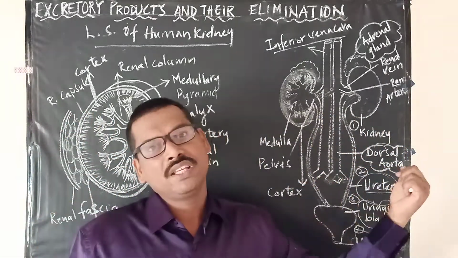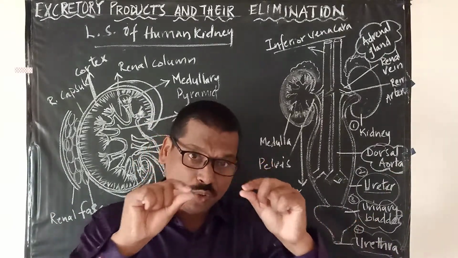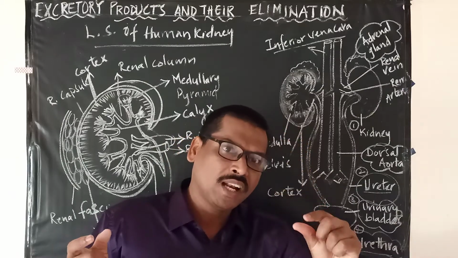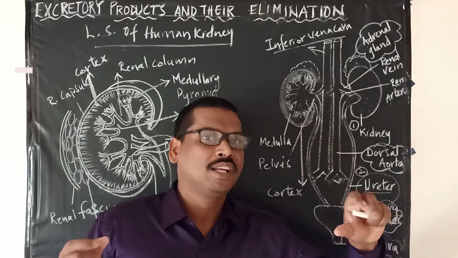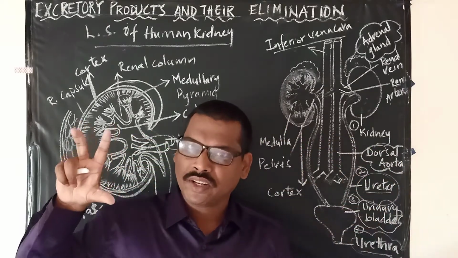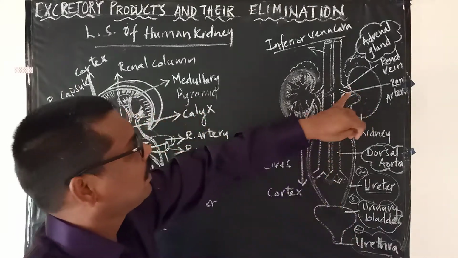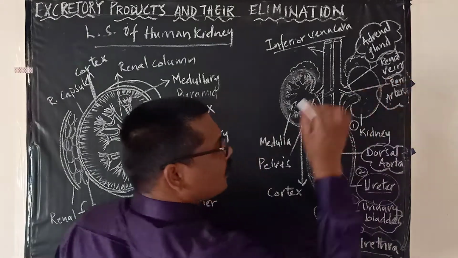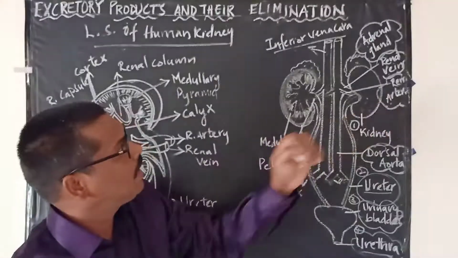In the same way, the dorsal aorta divides into two branches. Each branch is called a renal artery. One renal artery will be entering one kidney, and another renal artery will be entering the other kidney. So that's the point we have to remember here now: renal vein and renal artery.